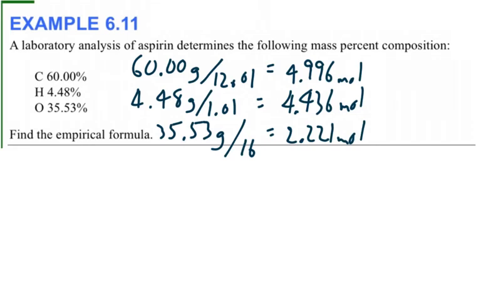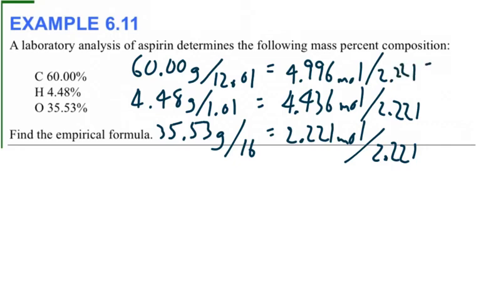So once I change everyone into moles, then identify who's the lowest number of moles. It's the third number. And then once you identify who the lowest is, which is 2.221, divide everybody by the lowest, just like you see me doing here. When you do that, this gives you a 2.25. This one gives you 1.997. That's basically just 2.0 or 2. And this one is just 1.